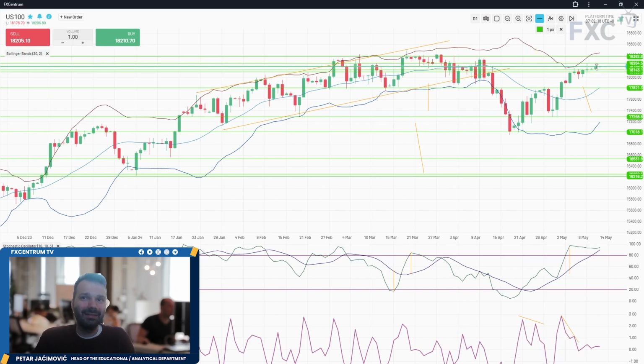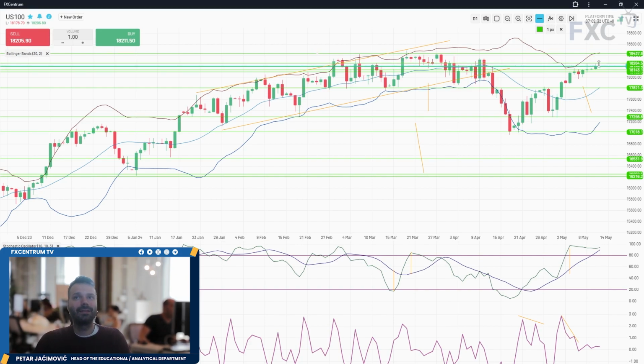So from my perspective, this downside is still likely to happen as long as the market is trading below this key resistance cluster and below the 18,475. As long as the market is trading below this and we don't have a clean breakout of this area and hold above, there is still a higher chance for downside movement and downside rotation next period.